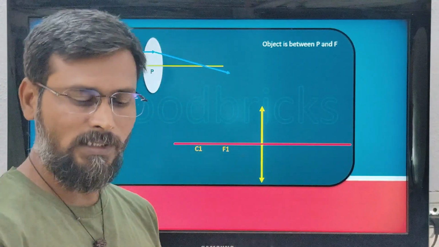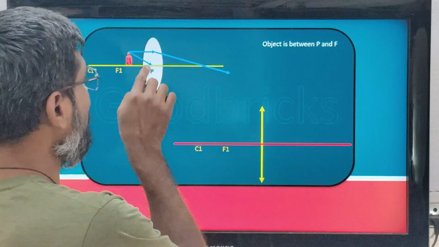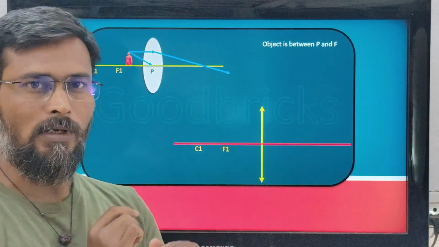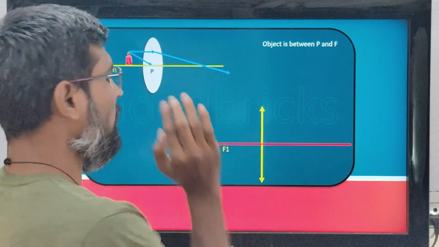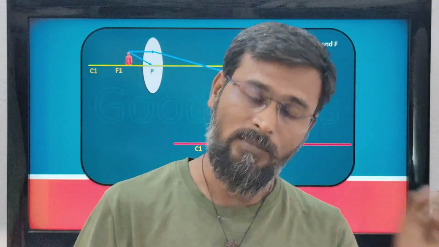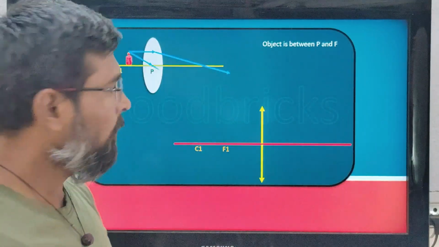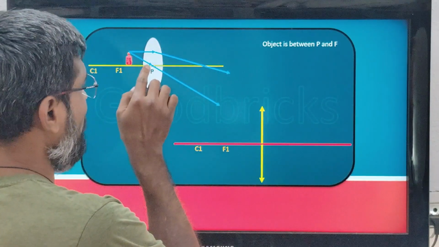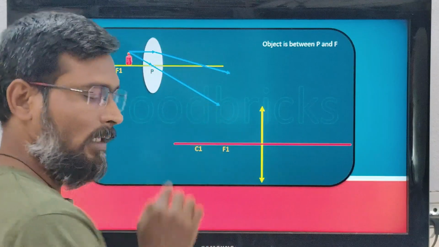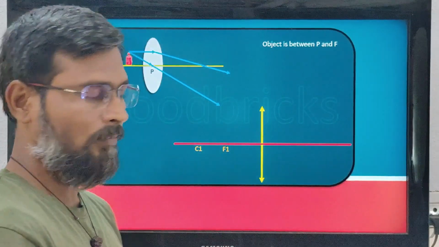Let us take one more incident ray, and this incident ray is passing through the optic center. Its refracted ray, when it is refracting from the lens, does not bend, means it does not deviate, it passes in the same straight path. So the incident ray which is passing through the optic center does not deviate, it will pass in the same path.